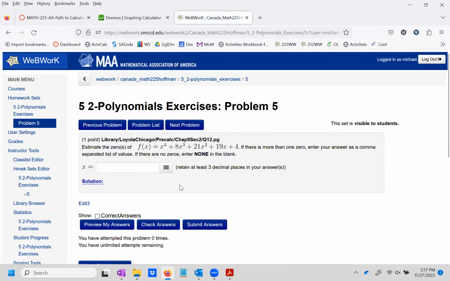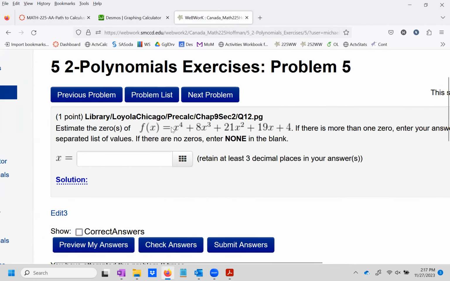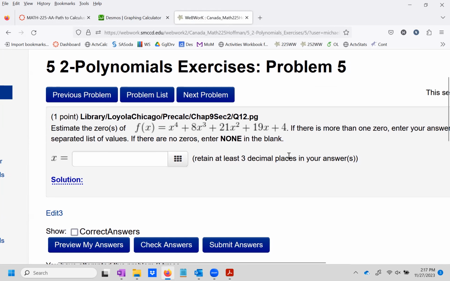Some of these estimating the zeros, you literally just graph it in Desmos and click on where it crosses 0. Okay, that's it. That's how you estimate the zeros. You're supposed to use technology.